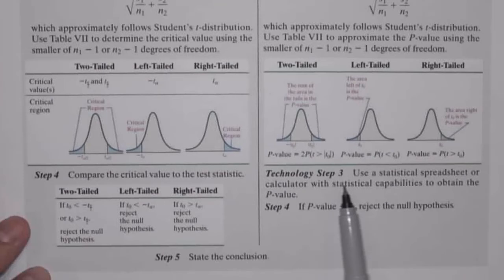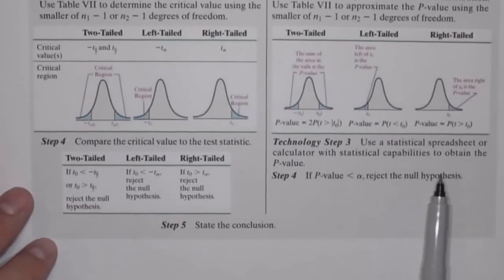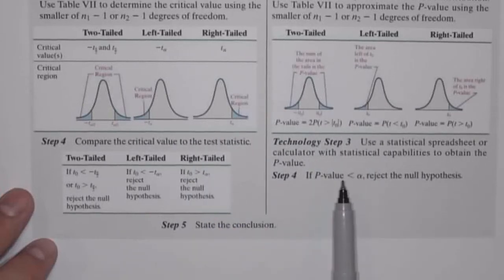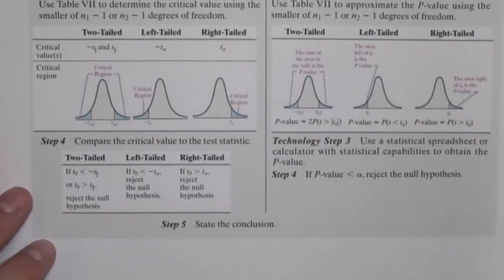Now we can also use technology to calculate our p-value. Regardless of how we determine the p-value, if the p-value is less than alpha, we reject the null hypothesis. If the p-value is greater than or equal to alpha, we do not reject the null hypothesis. So again, all of this is the exact same as the other hypothesis tests we've been doing. The difference is the model that we're using and how we calculate the test statistic. Step 5, we're going to state our conclusion. So at this point, we're ready to look at an example, and we'll do that on a separate video.